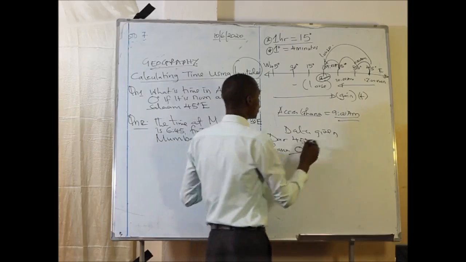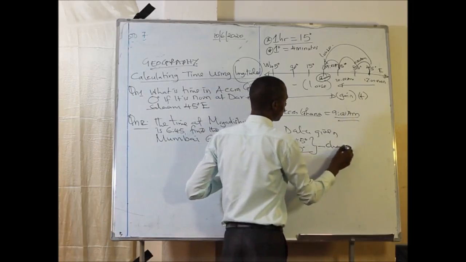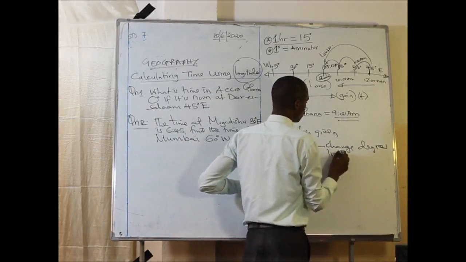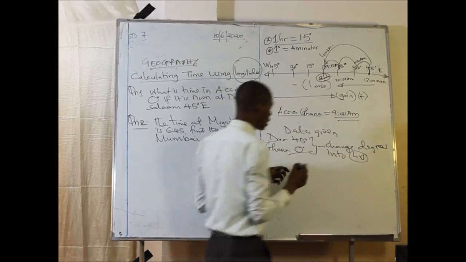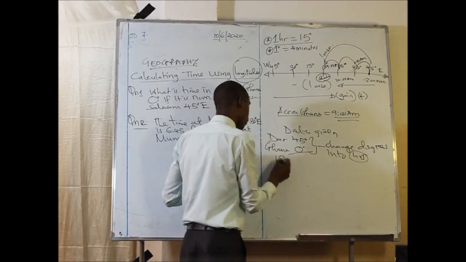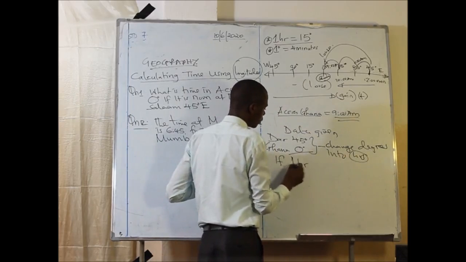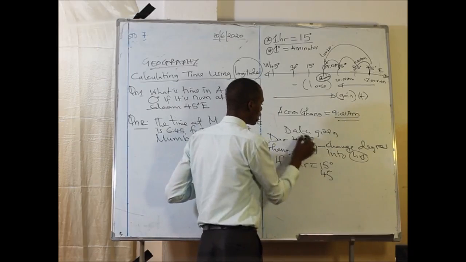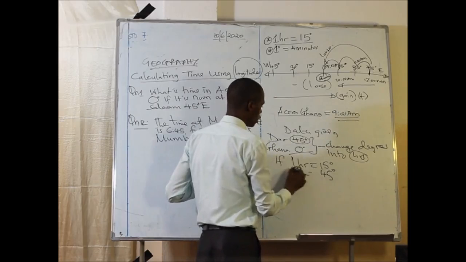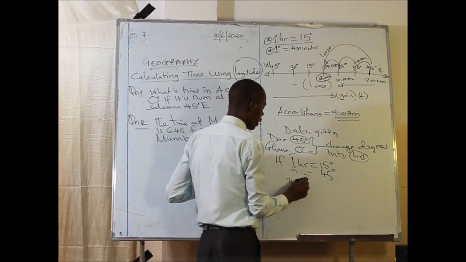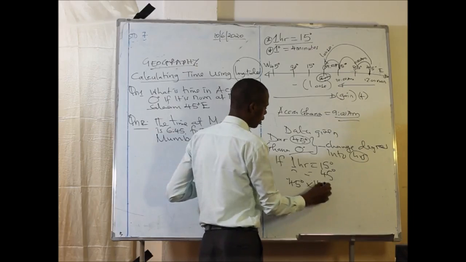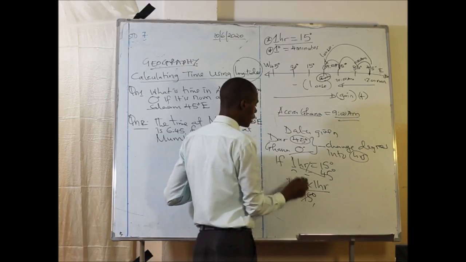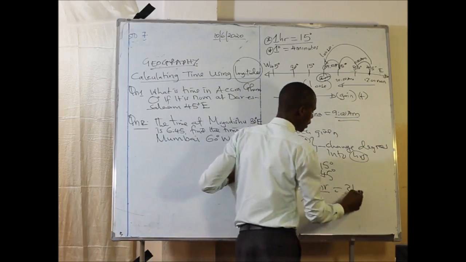So what you do is simply change degrees into hours. How can we change degrees into hours? We say that if 1 hour makes 15 degrees, what about 45 degrees? It will be 45 degrees times 1 hour. Remember, here we do cross multiplication over 15 degrees. Here 1, here 3. So we get 3 hours.